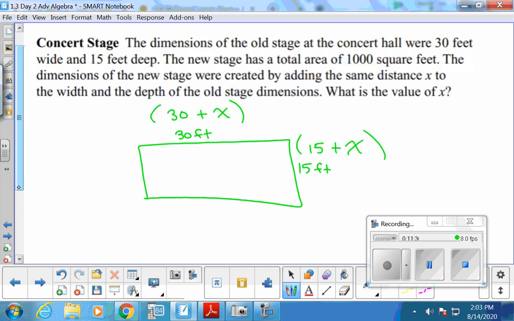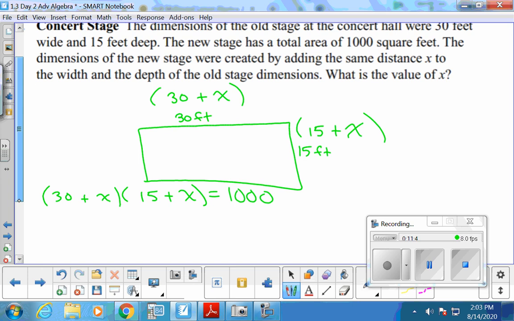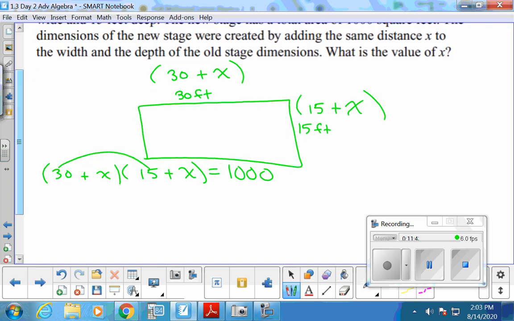Now it'll be width times depth, length times width, to get that 1,000. So let me scroll a little bit, give myself some room. So it'll be 30 plus x times 15 plus x to give us that 1,000. Let's go ahead and distribute. 30 times 15, might need a calculator. That's a bigger number, 450. Maybe you can do it in your head if you're a scholar.